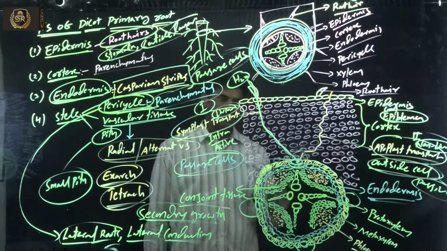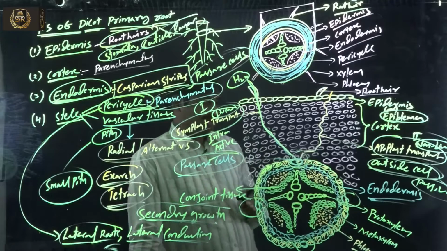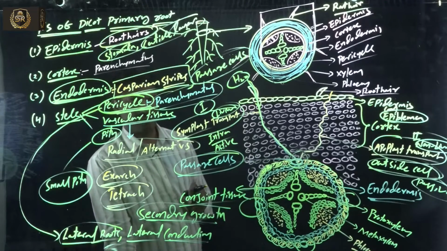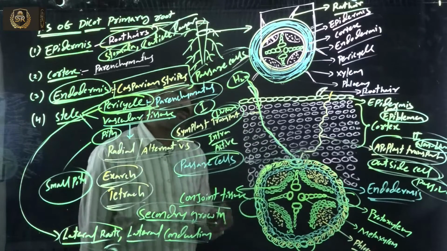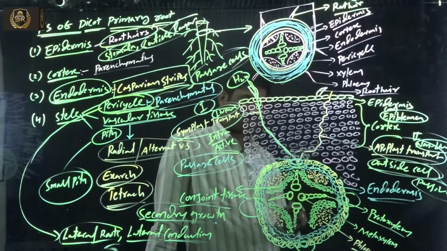Next part: the center part of the stele is called the vascular bundle. The vascular bundle is made up of xylem and phloem tissue.